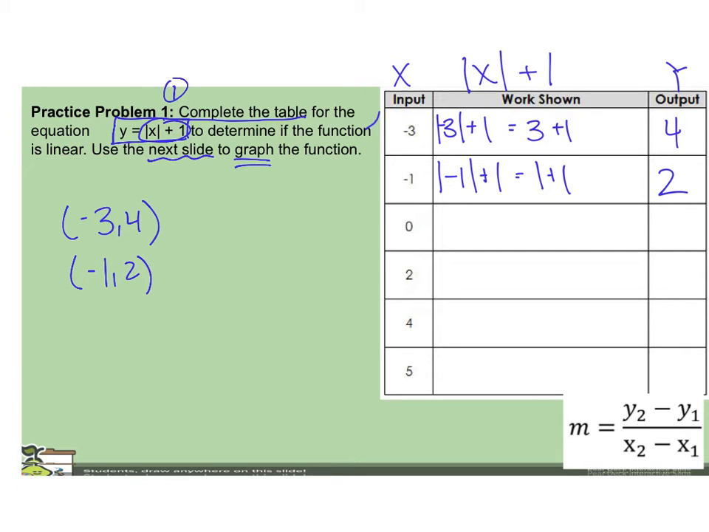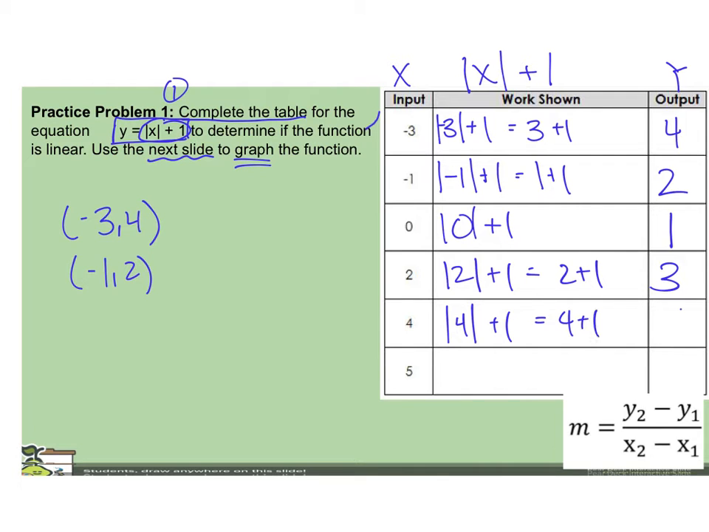Then I've got the absolute value of 0, which is just 0. Plus 1 is 1. The absolute value of 2 is 2 plus 1. Absolute value of 4 is 4 plus 1. And the absolute value of 5 is 5 plus 1.